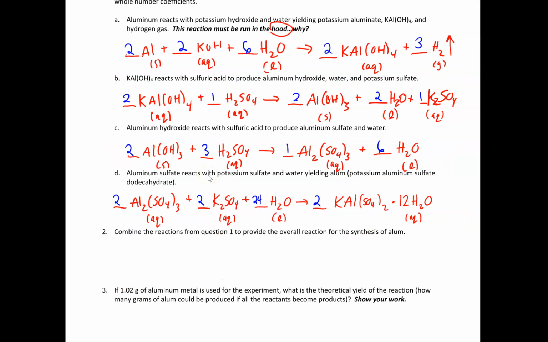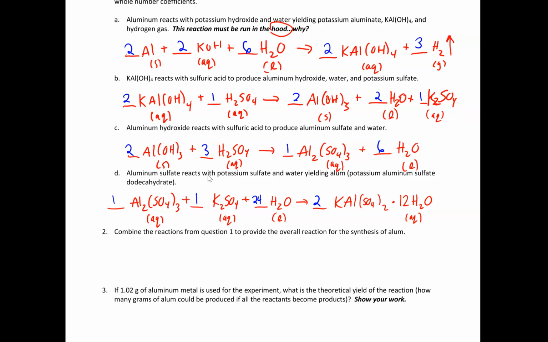All right, so you can take a minute and check over your work. Oh, I just realized I got a couple of mistakes there. Let's fix that. Sorry about that. Okay, so just to quickly recap, for B, you should have 2, 1, 2, 2, 1. C, coefficients are 2, 3, 1, 6. And letter D, 1, 1, 24, 2.